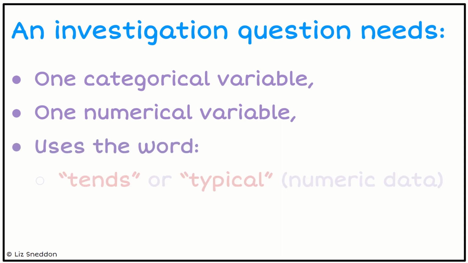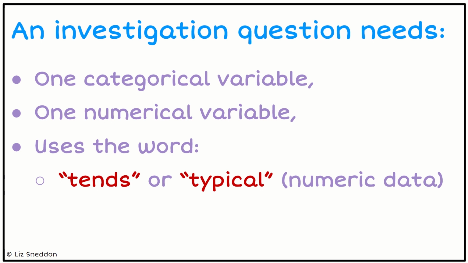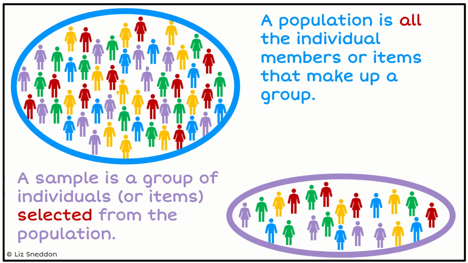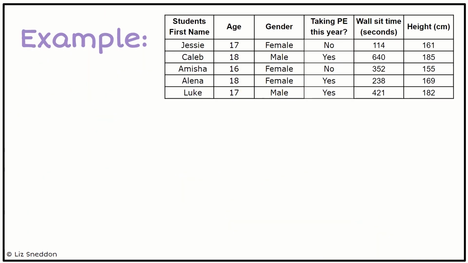I also need to use the word tend or typical, and I need to talk about the population. So a reminder, the population is everybody that I'm interested in, whereas a sample is just a selection from that population. So if my population is all the students at school, my sample might just be my class at the school, or a random selection of other Year 11 students, for example.